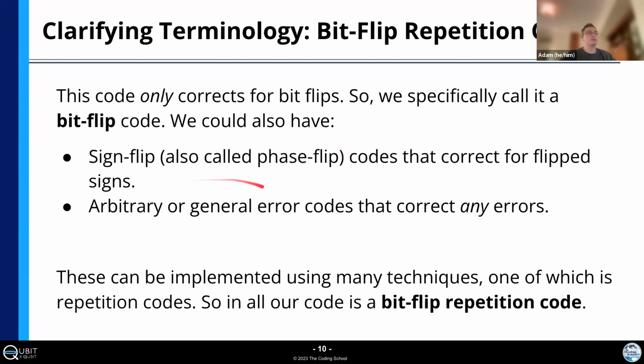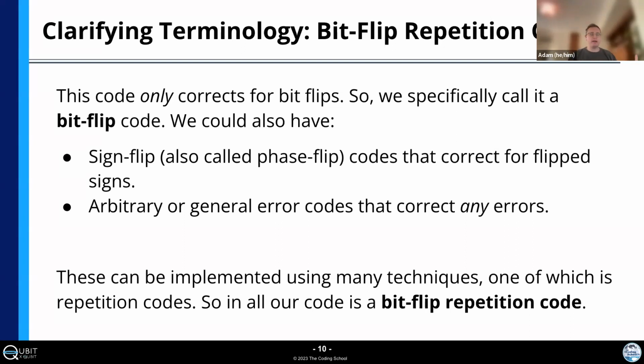You could also have an arbitrary or really just general error code that corrects for any errors. And of course, this is really the goal. We want an error correcting code that corrects for all possible errors, doesn't matter what kind it is. Most of those build off correcting for a specific type of error. So oftentimes you can understand how the general one will work by understanding how it works for, say, a bit flip or a phase flip.